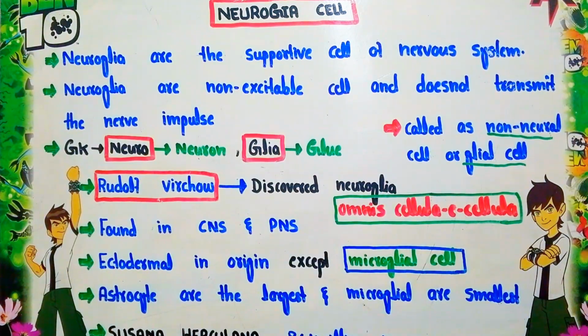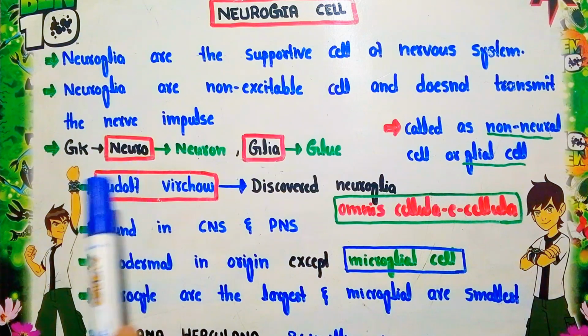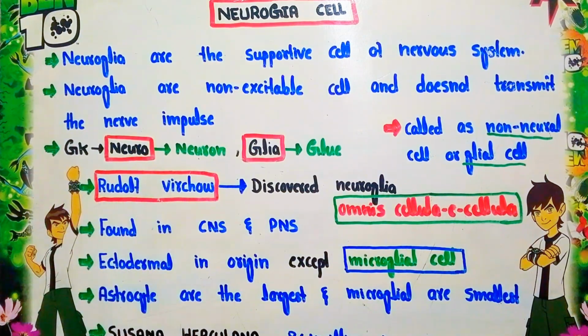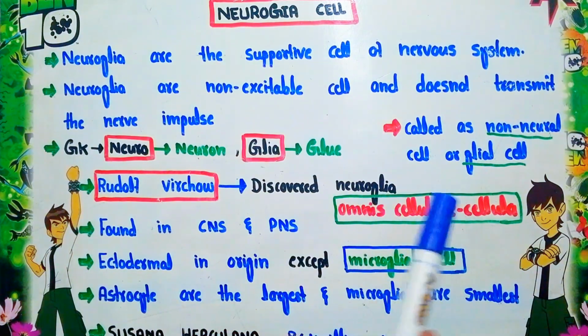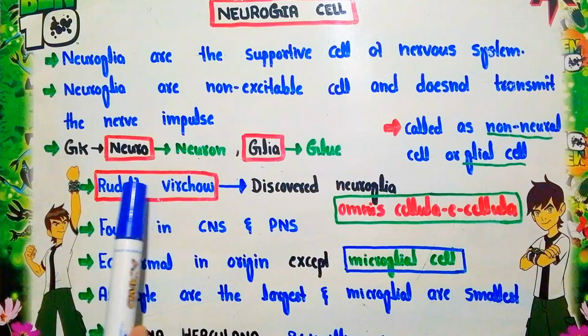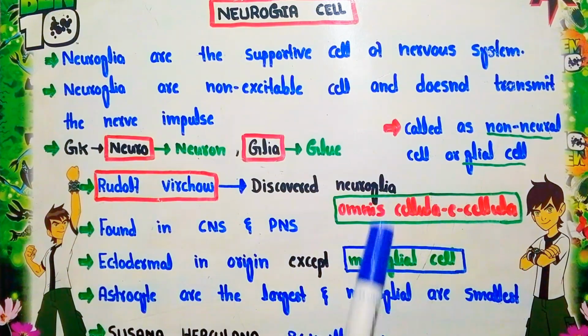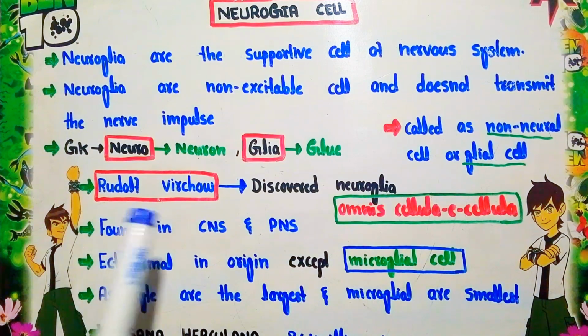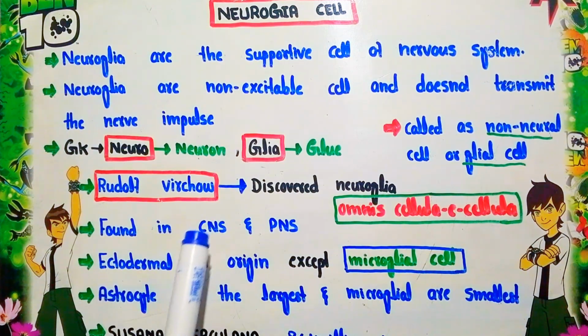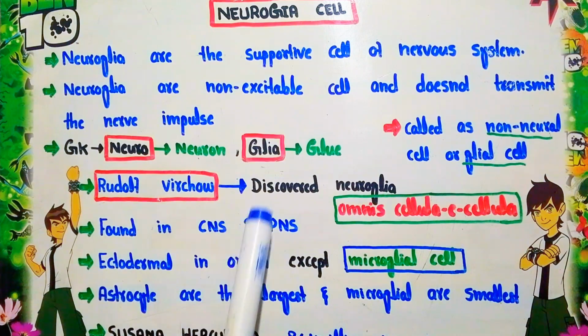Rudolf Virchow is also known for one of the most important statements in the cell theory, omnis cellula e cellula. This term was also coined by Rudolf Virchow. This means that new cells arise from pre-existing cells. Now we will discuss where these neuroglial cells are found in our body. They are found in the central nervous system, which mainly includes the spinal cord and brain, and they are also found in the peripheral nervous system.